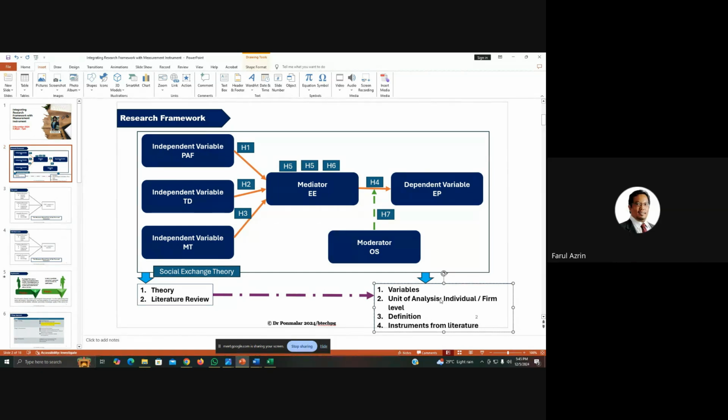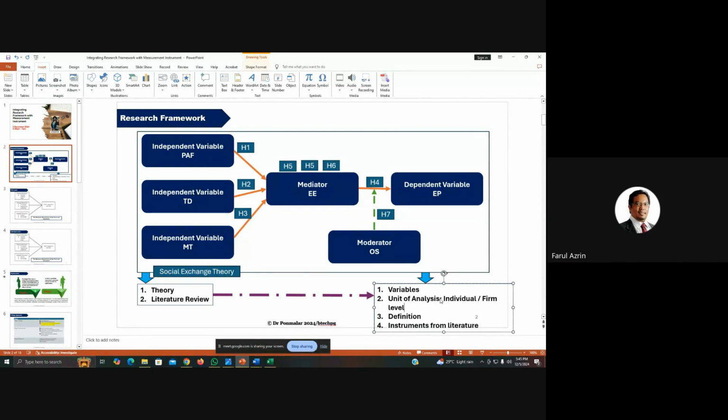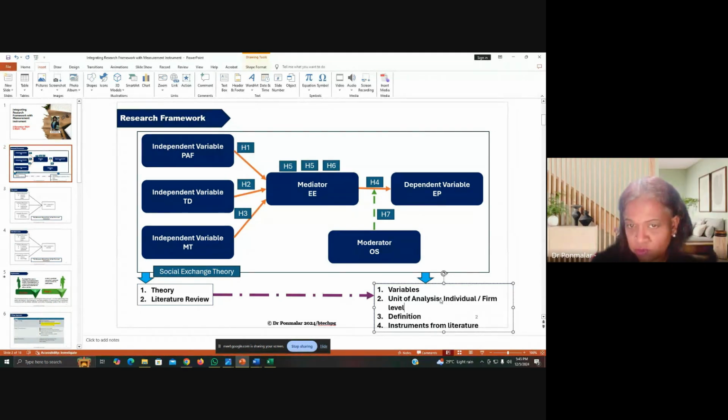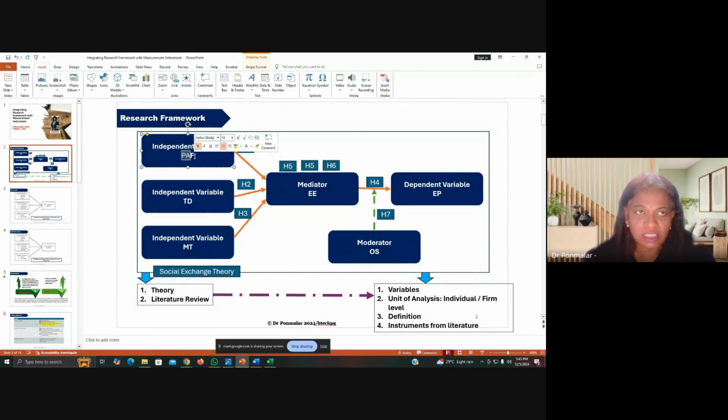Yes, correct. Individual's perception is different. It's my perception, I being an individual. But the company's perception will be overall. So can I have variables in my framework which are mixed? That means my IV is individual and my DV is... Example, performance appraisal fairness. I want to see whether I am being rated fairly by my manager. So is that individual or firm level?